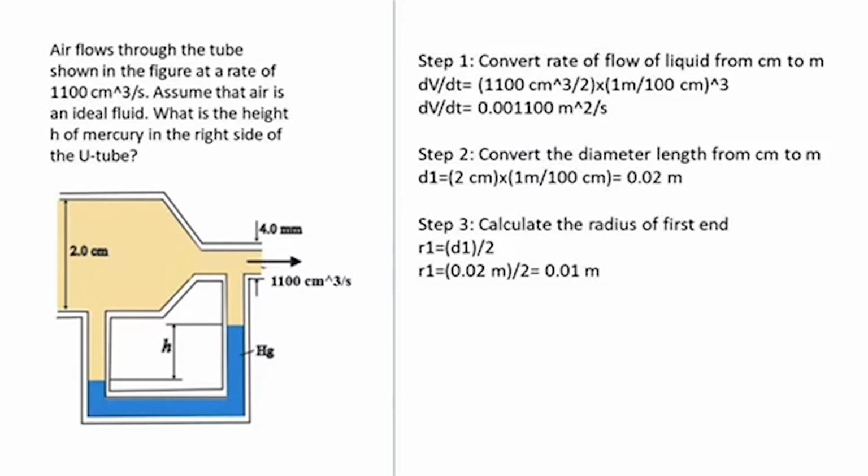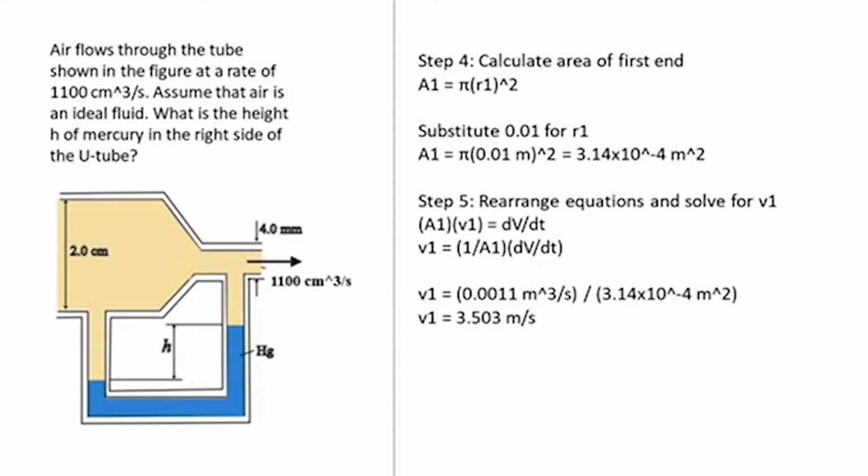So the first thing we're going to do is convert the flow rate and convert the diameter length. Then we're going to calculate the radius by dividing that diameter length by 2. So then we're going to calculate the area of the first end. We do that by substituting in that radius 1 that we found.